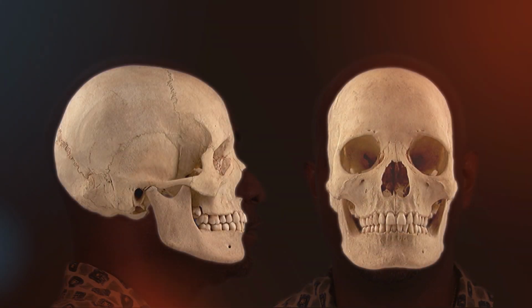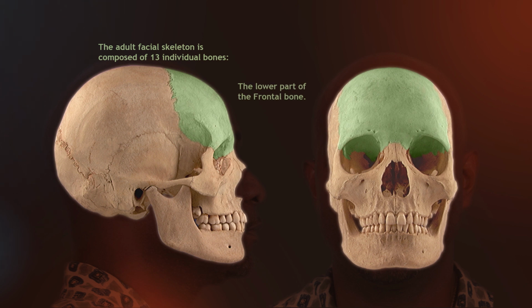The adult facial skeleton is composed of 13 individual bones. These are the lower part of the frontal bone, the paired nasal bones, the paired maxillary or upper jaw bones, the single mandible or lower jaw bone, the paired zygomatic or cheekbones, part of the sphenoid bone, parts of the paired parietal bones, and parts of the paired temporal bones.